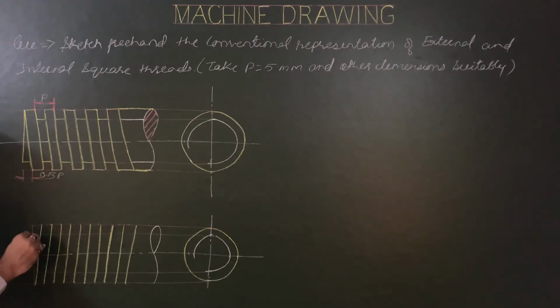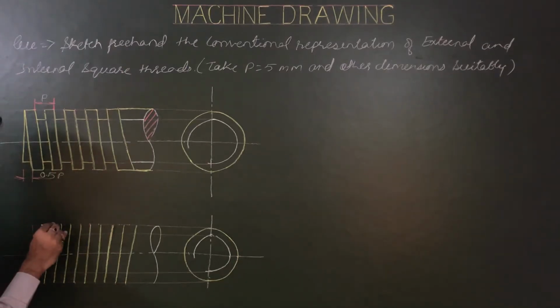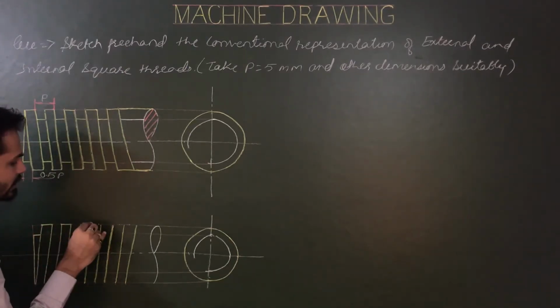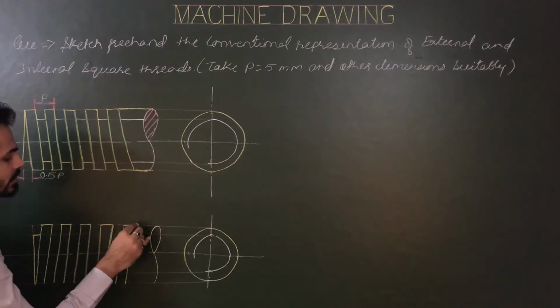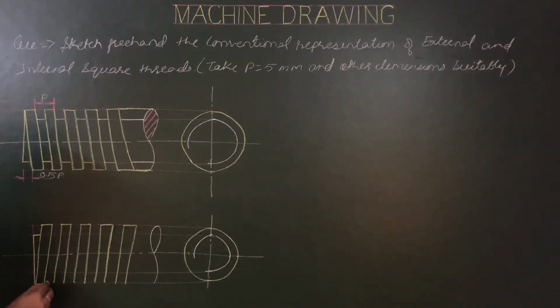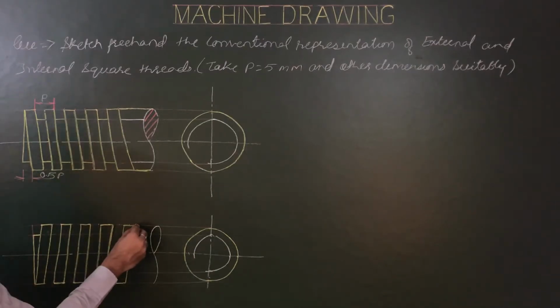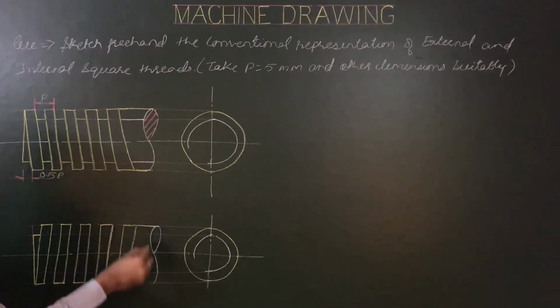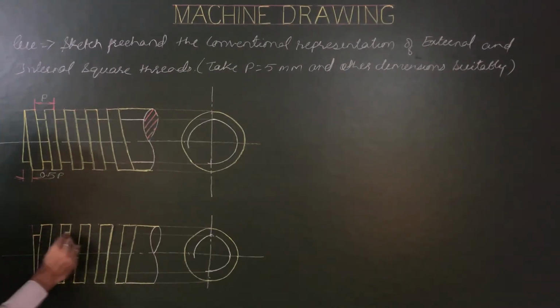Right, and then vertical line up to minor limit and join it. Then these are my upper limits. Similarly we have to show major or upper limits for external threads, and then join this part. After doing this, this is your second limit for internal thread.